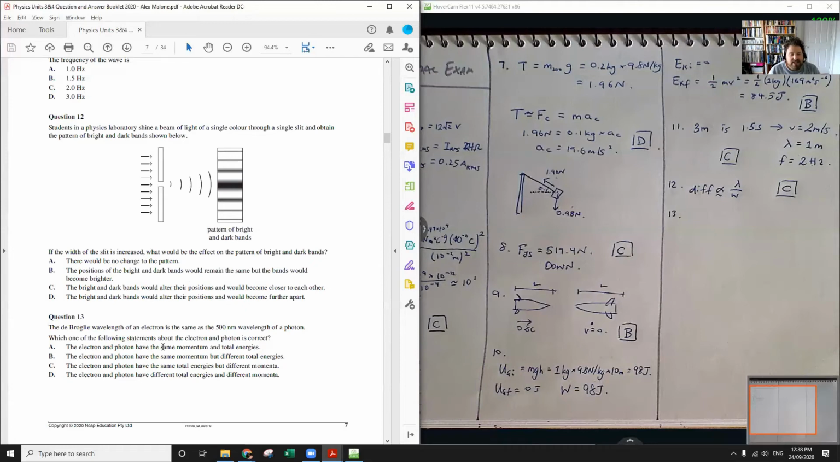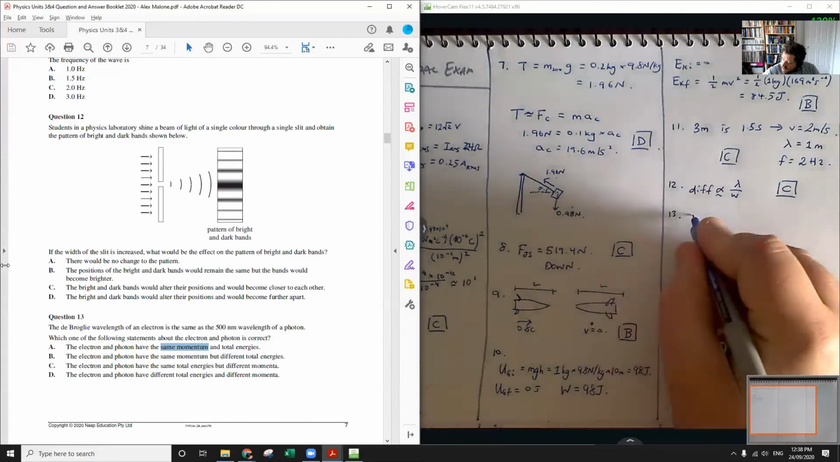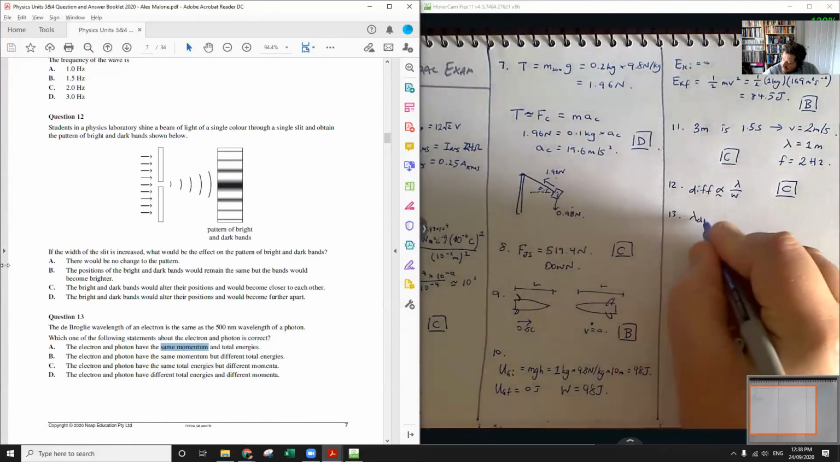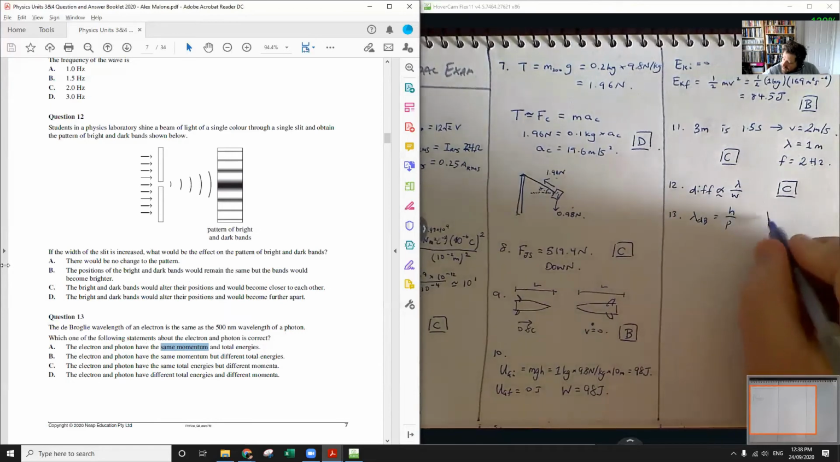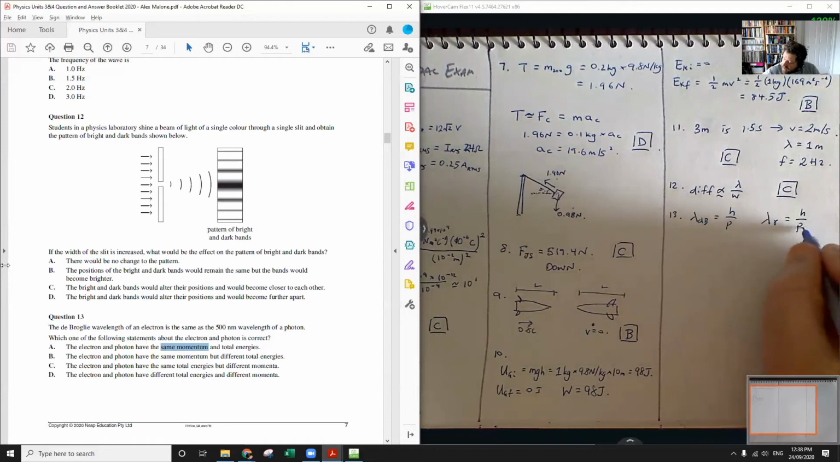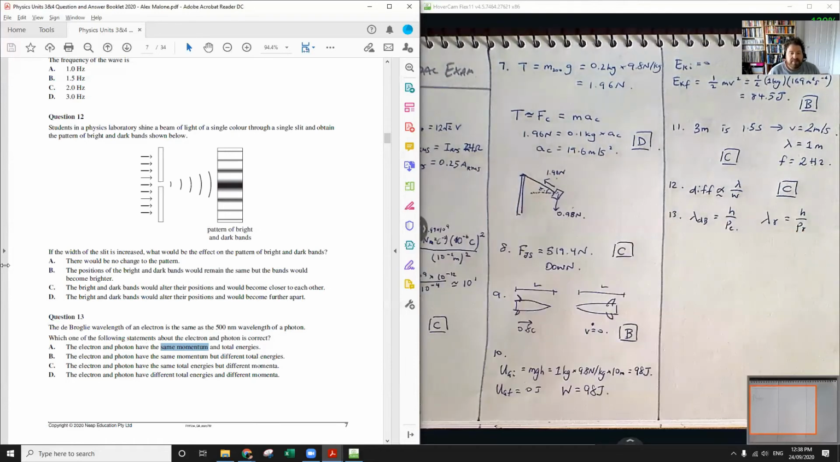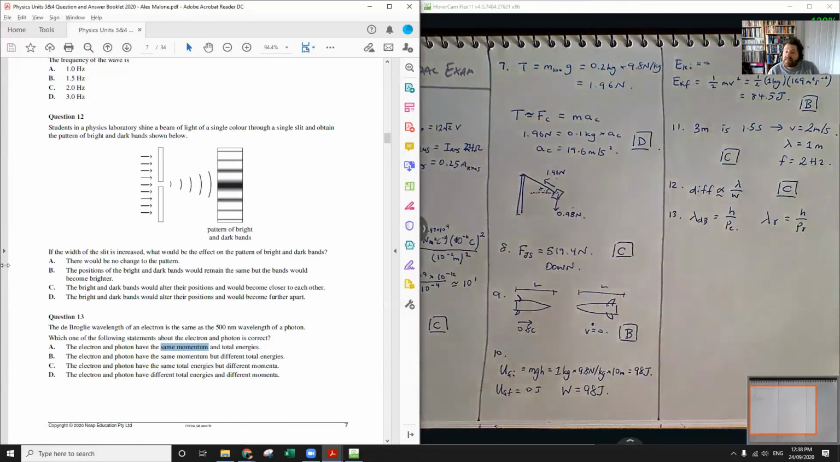That is not true. They have the same momentum because we know that de Broglie wavelength equals h over p, and we also know that the wavelength of a photon equals h over p. So if they have the same wavelength, they definitely have the same momentum, but it doesn't follow that they would have the same energy. Energy is worked out by all sorts of things, gravitational energy, chemical energy, but also even just kinetic energy.